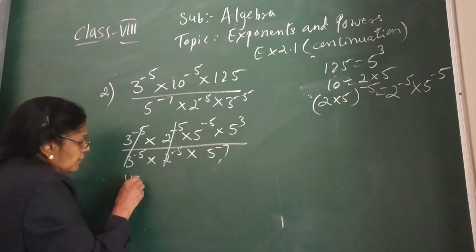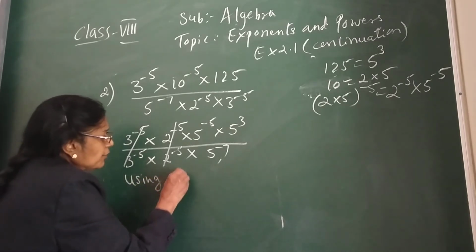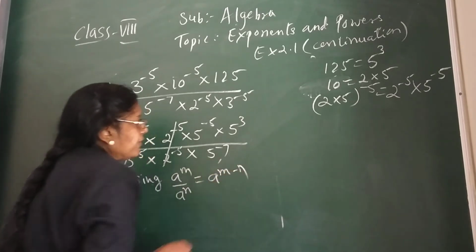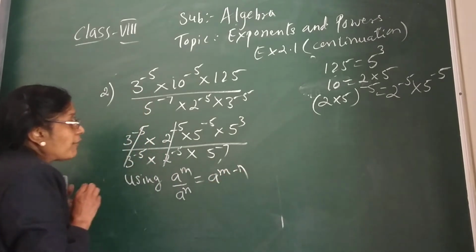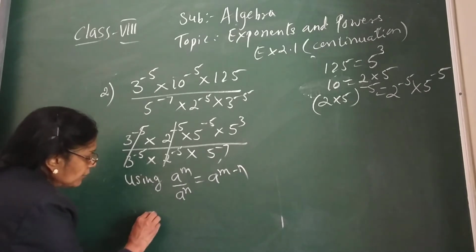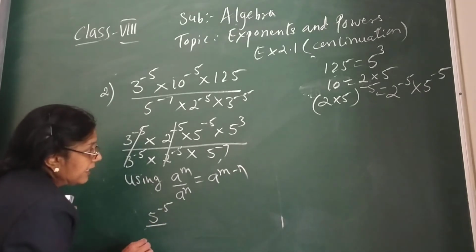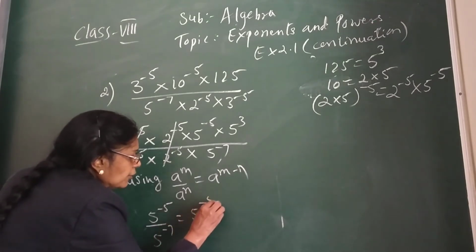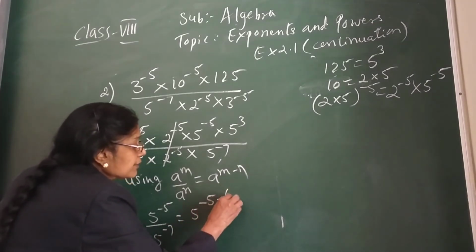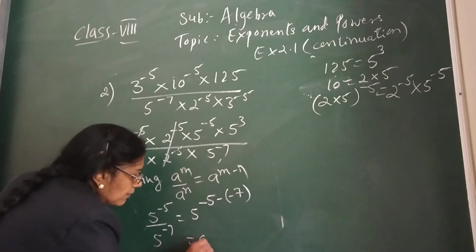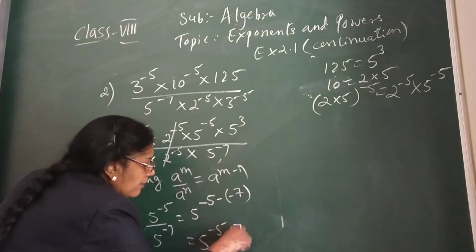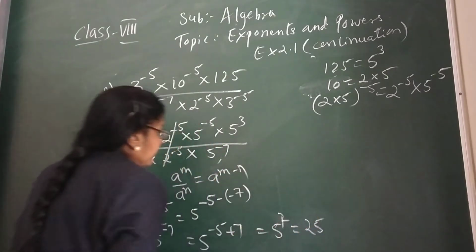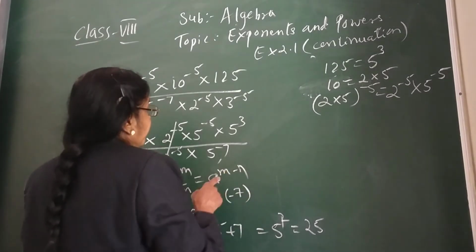So which law will I use? Using a to the power of m by a to the power of n is equal to a to the power of m minus n. So what shall I get? 5 to the power of minus 5 divided by 5 to the power of minus 7 is equal to 5 to the power of minus 5 minus of minus 7, which is equal to 5 to the power of minus 5 plus 7. This will be equal to 5 to the power of 2, which is equal to 25. So I got it as 25.